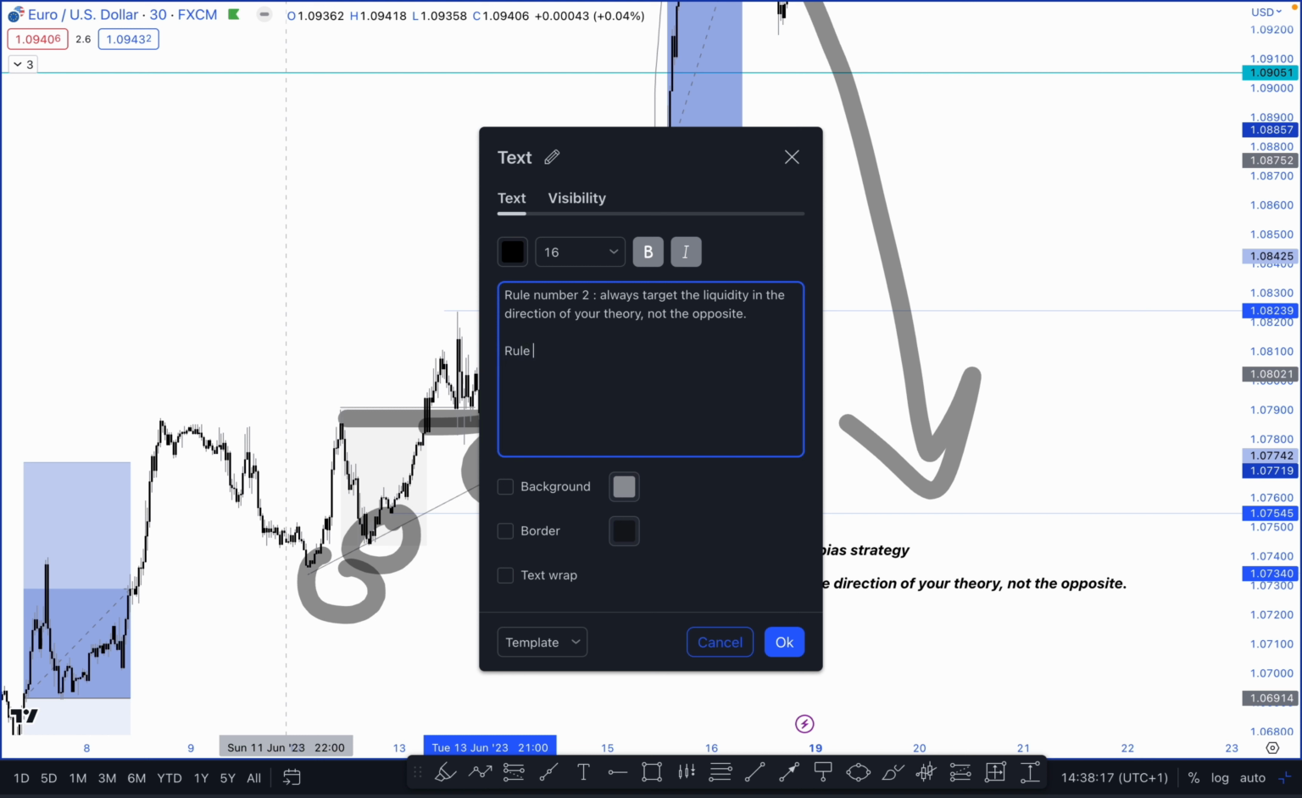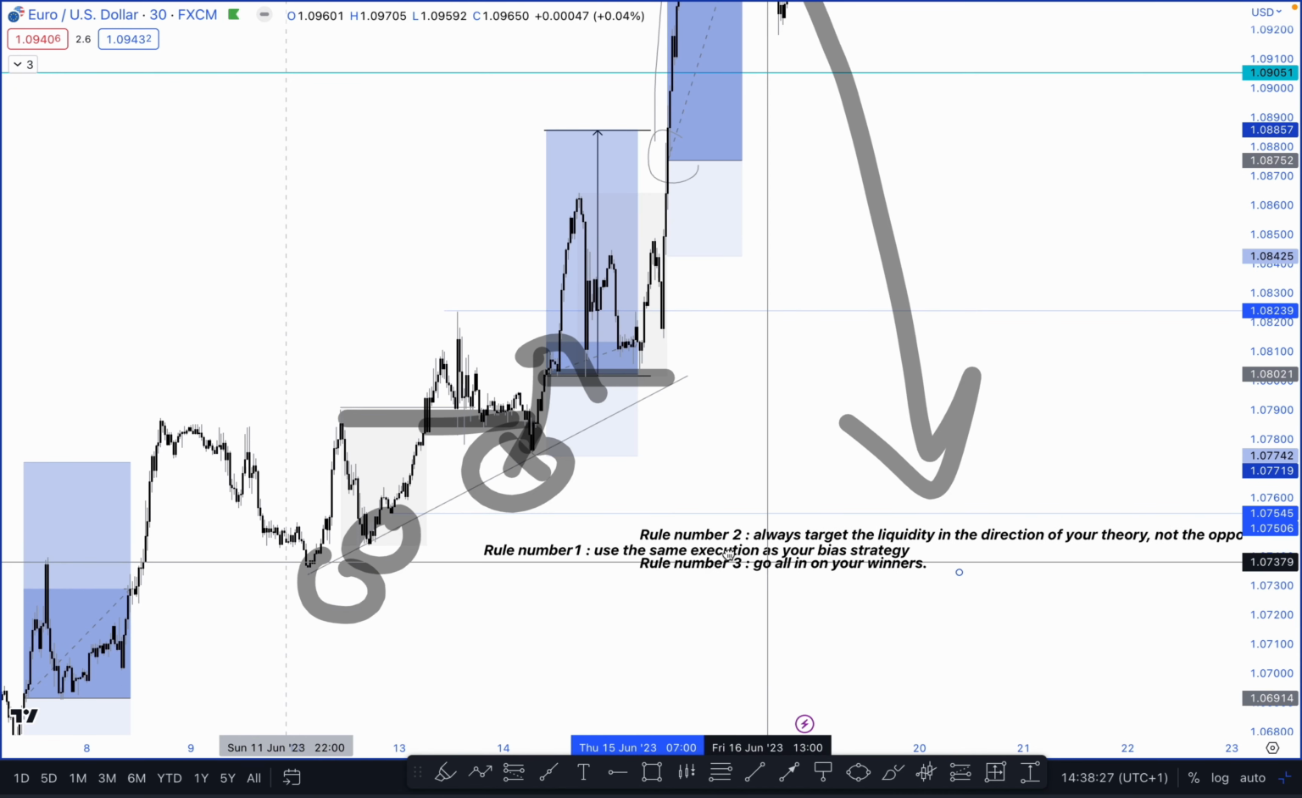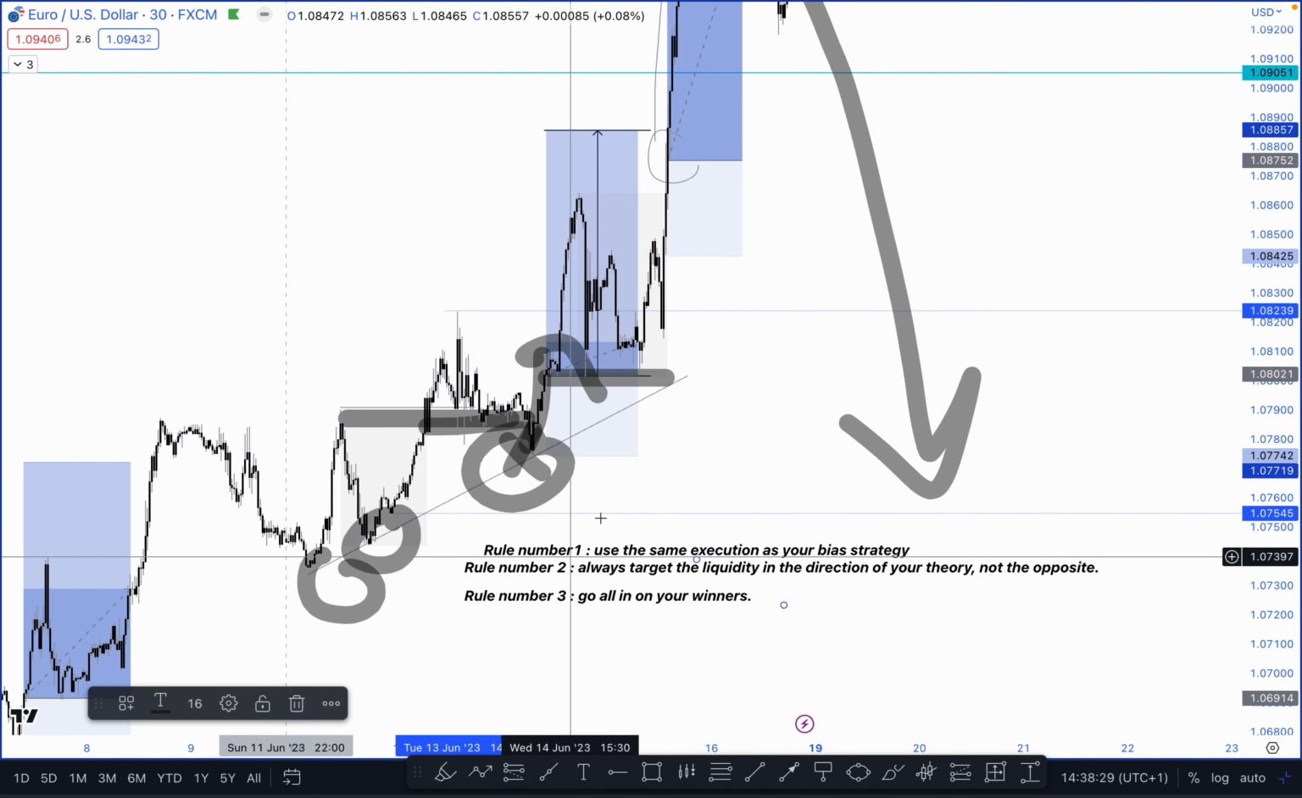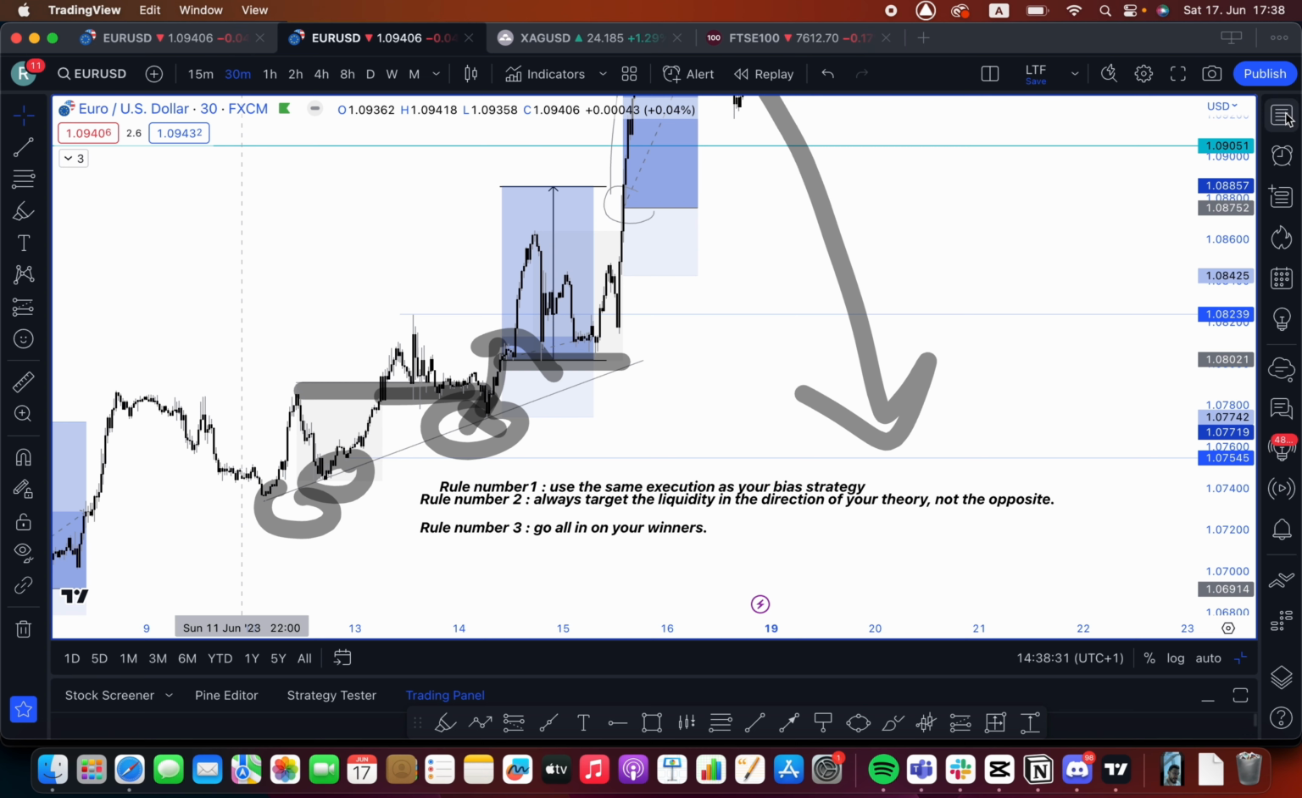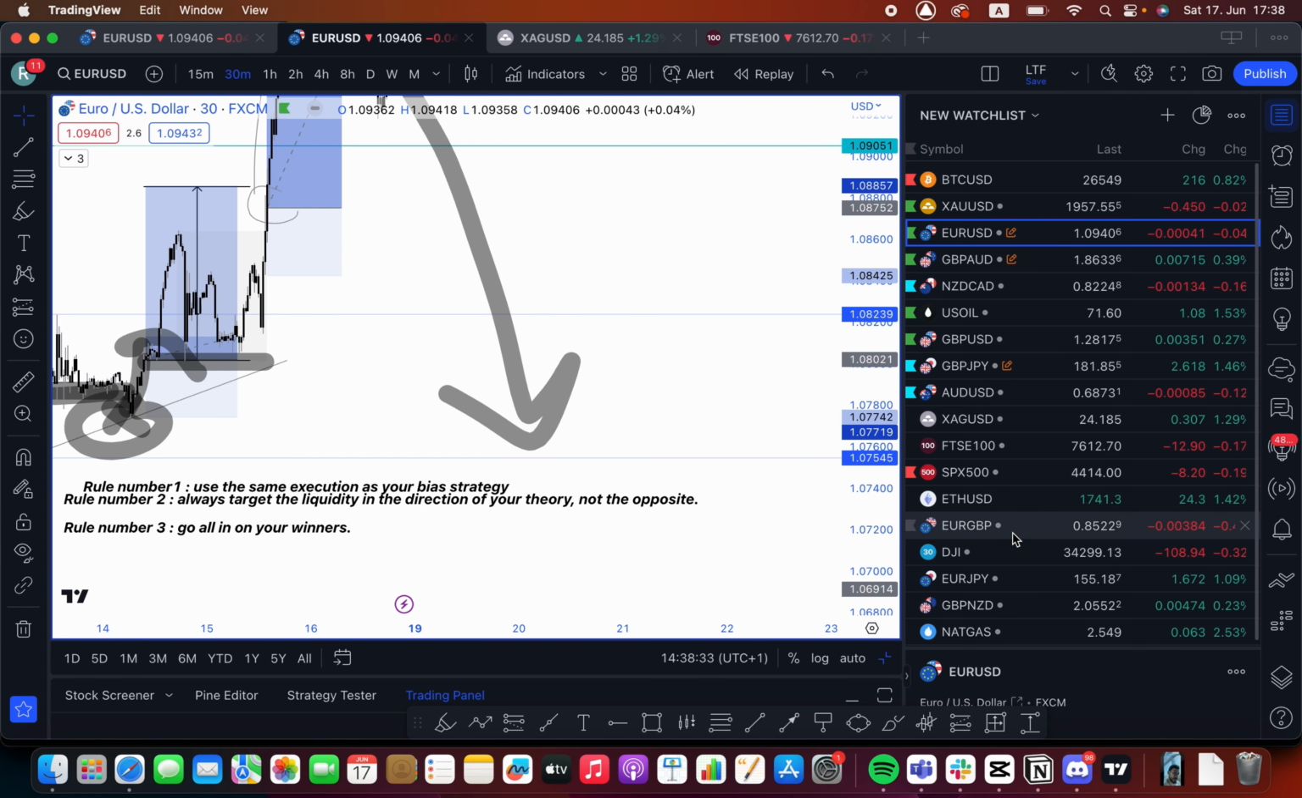Rule number 3, go all in on your winners. Alright, so as you can see, guys, I have on my charts right here like 10, 13 pairs. Let's say I trade until Ethereum usually. The others, I've added them because the students sometimes ask me about them. However, everything else from Bitcoin until Ethereum, I've added them to trade them.